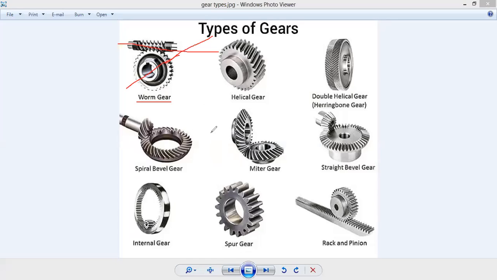Let's say, for example, it is just similar to a spur gear, having a circumference, circular in shape like this. But the teeth on this will be in a different manner. It will be a curved shape like this. It will not be straight or at an inclined angle. It will be in a curved shape.